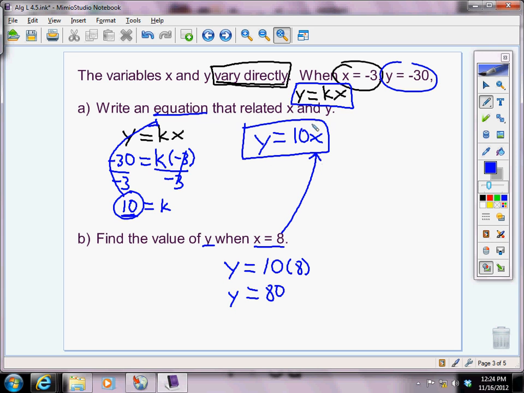What this equation here means is that y is dependent on this x. It's going to vary directly by the x. It's actually going to always be 10 times x. So again, when you're given a direct variation equation, think of y equals k times x, where k is your constant of variation. When you're given what your x and y are, substitute and solve the equation to find out what that constant is, and then plug it back in for k in your original equation.